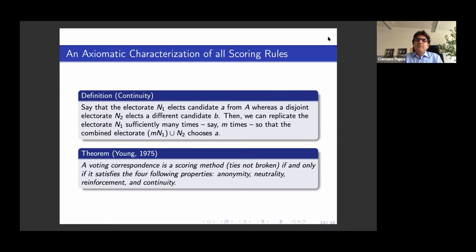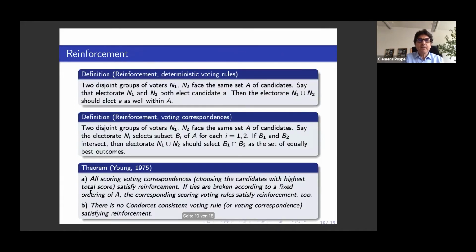This seems to be a very reasonable axiom. It simply says that it is not possible that one group has such a weight that it can override any opinion of a vast majority, right? That's what this condition says. And then reinforcement is the following axiom. I think here it is. It is a very simple axiom.